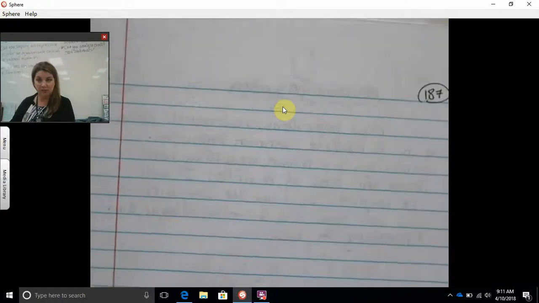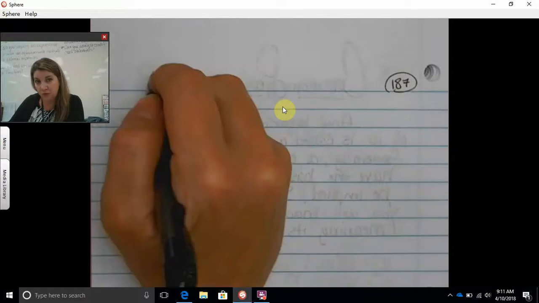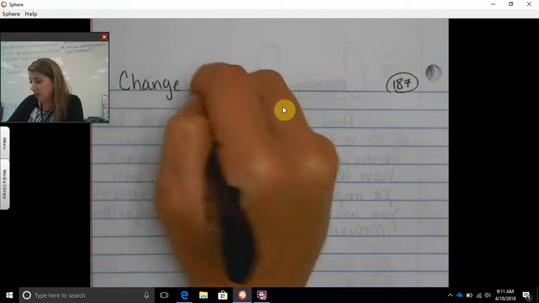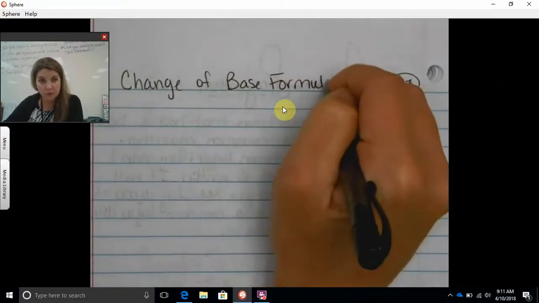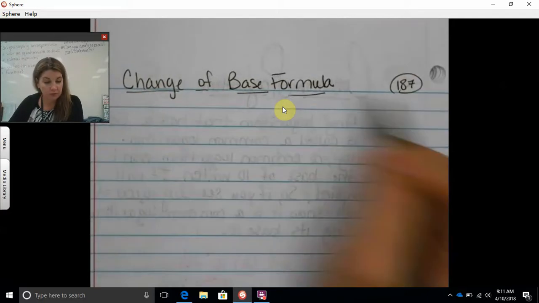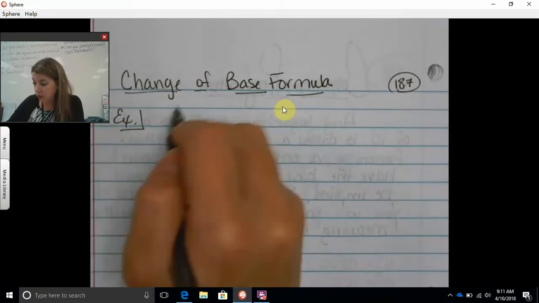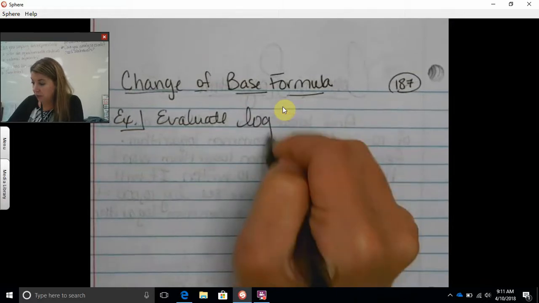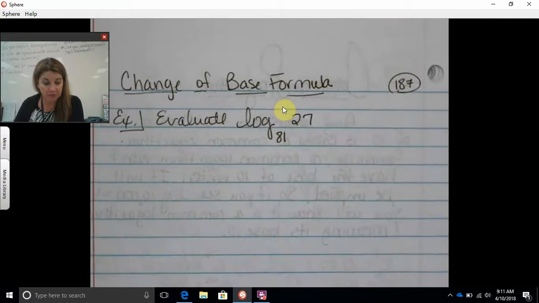All right, on page 187, I'm going to title this the change of base formula. So my first example, if you were told to evaluate log base 81 of 27.